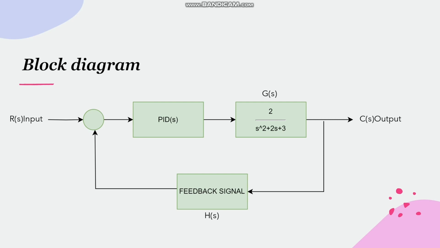So the summing point in the block diagram represents the dynamic summation of two signals. And this is the takeoff point, which in the block diagram represents a point where the signal branches out. So this is the takeoff point.